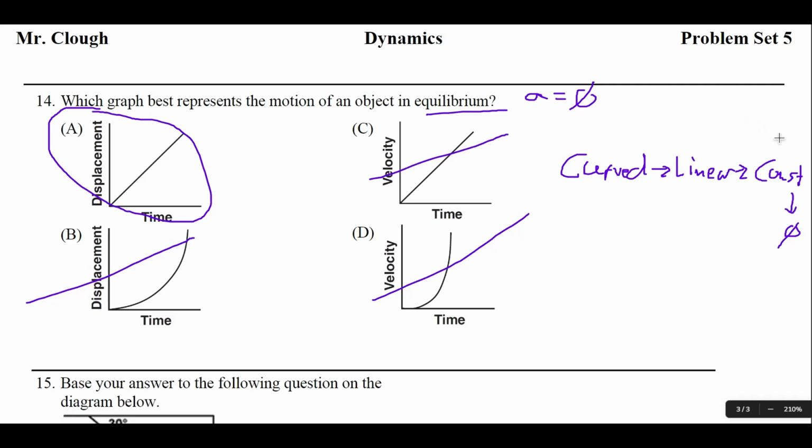If the acceleration is 0, then the velocity has to be constant, which means that my displacement graph needs to be linear.